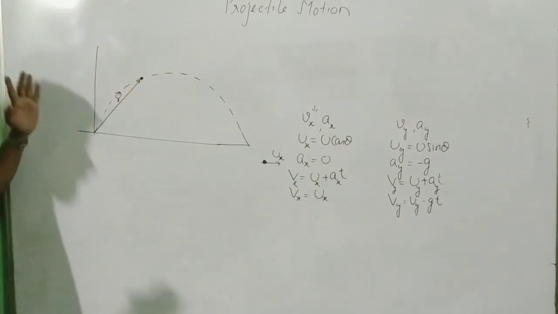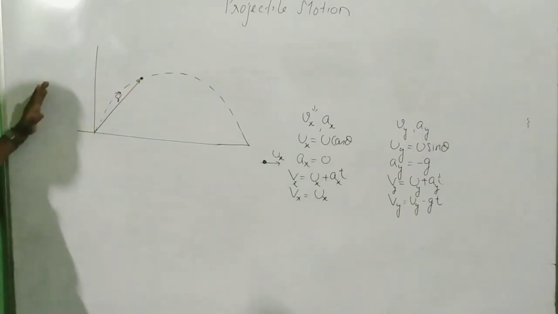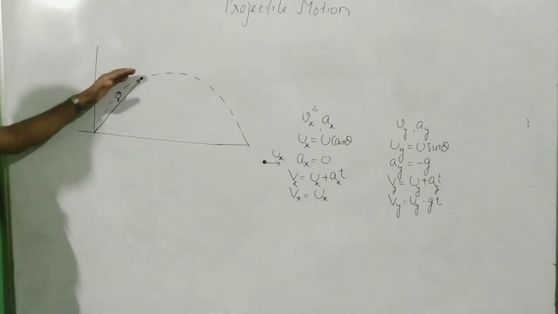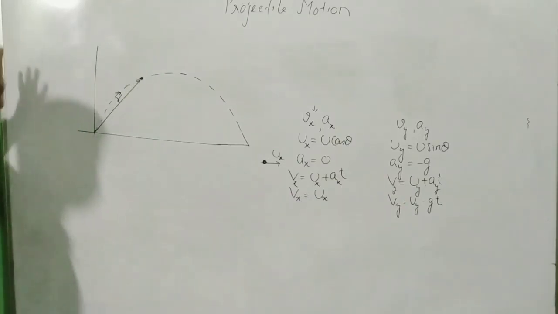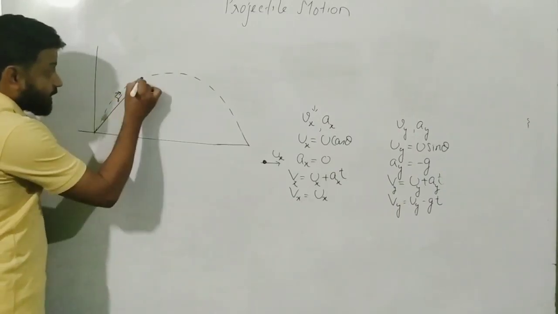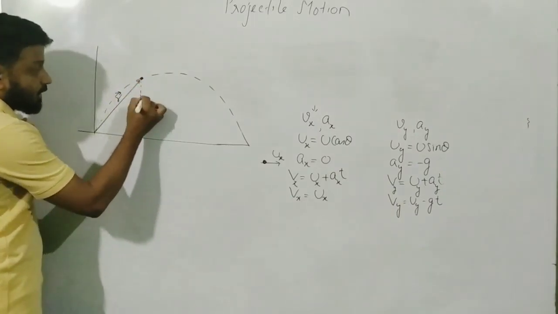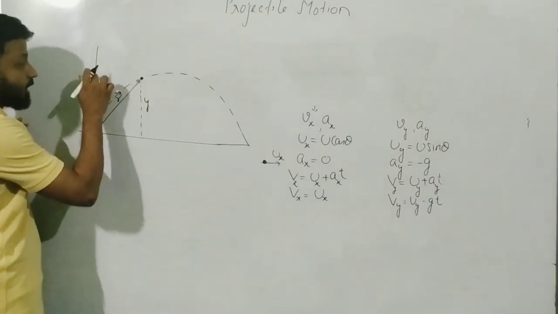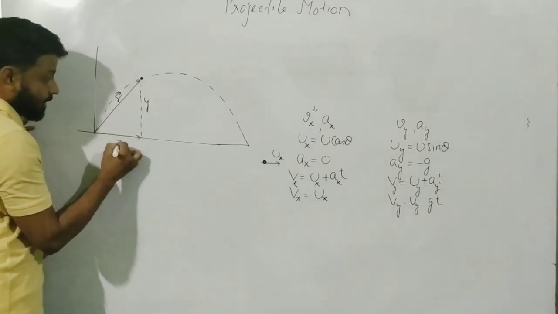And again I am repeating one of my statements: they will never ask you the actual distance, the actual path. This is not at all our concern. Consider that the body has reached this particular point, which means that this is your y coordinate and this is my x coordinate.